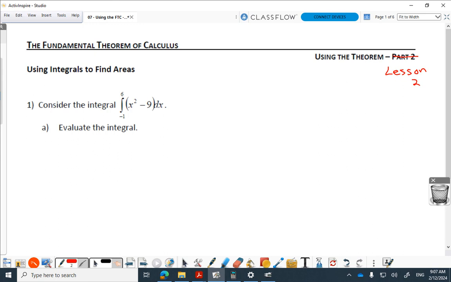So I'm going to teach this like you're a little confused about exactly how to use the fundamental theorem of calculus, part 2. Consider the integral from -1 to 6 of x squared minus 9 dx. Evaluate the integral. Here's what we're supposed to have learned up till now.